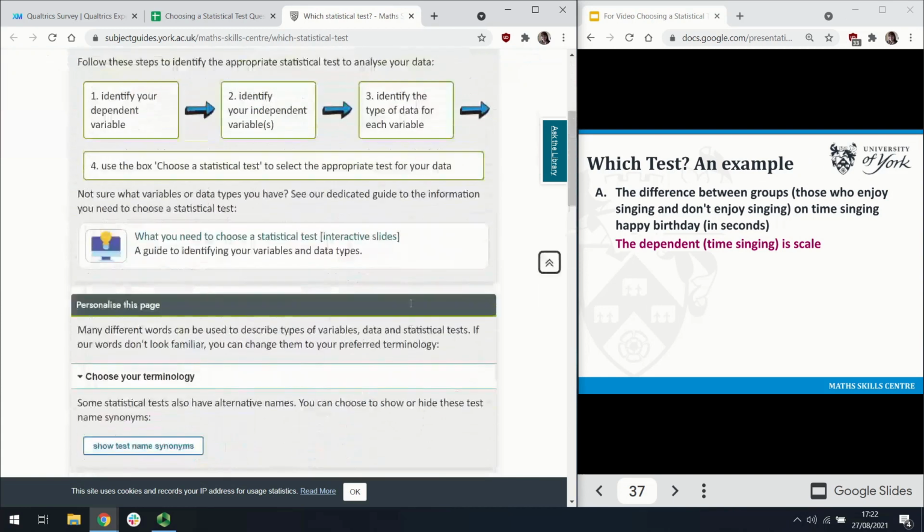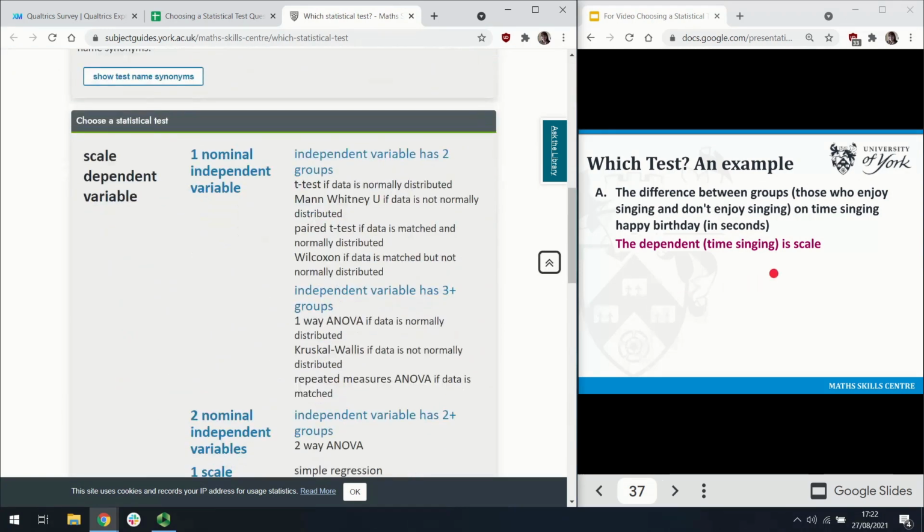There we go, we can see it a bit better. So the first thing that I'm going to consider is the dependent variable, my time singing. I've identified that that's my dependent. I do have a dependent, and I've identified the type of data as scale.